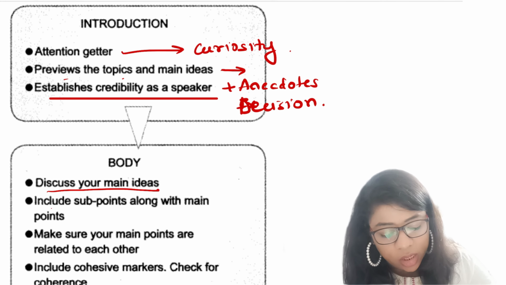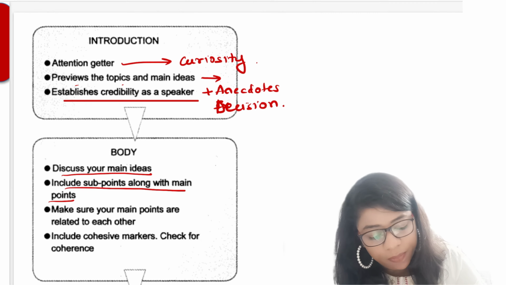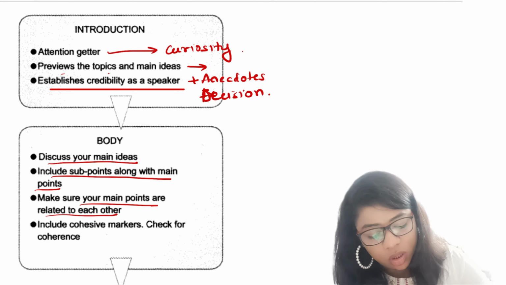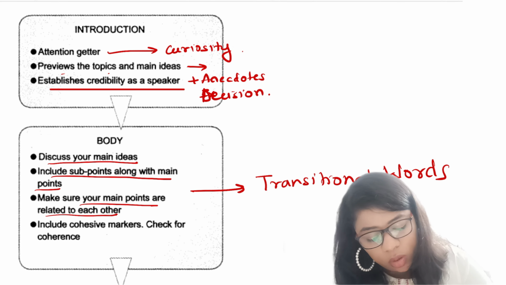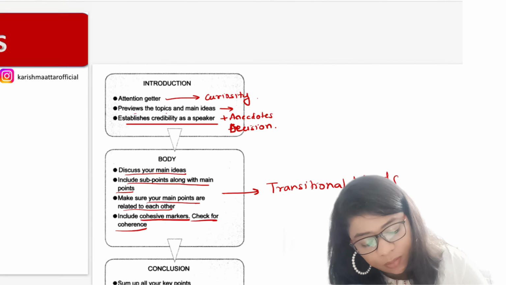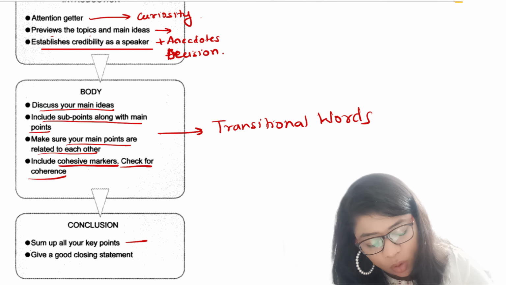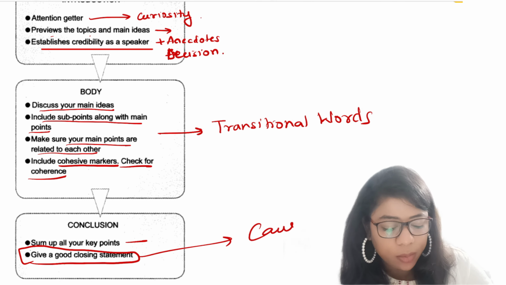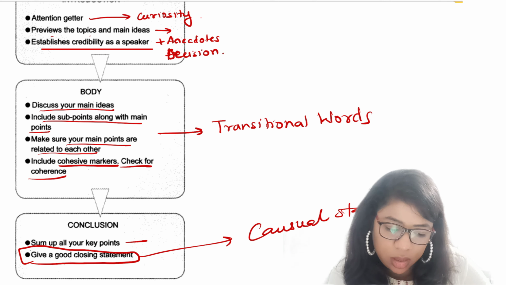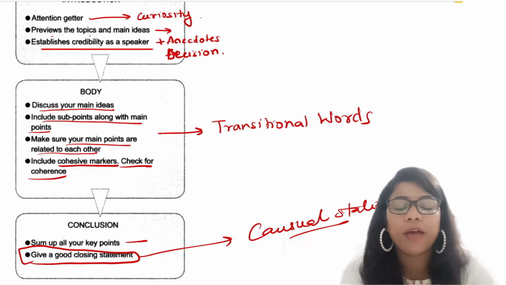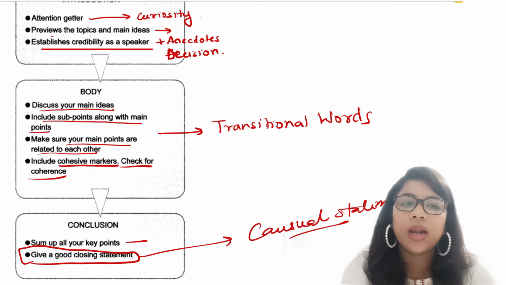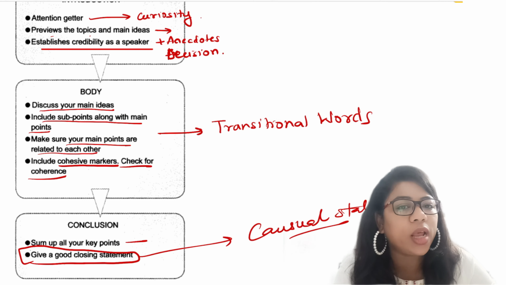Discuss main ideas, include subpoints along with the main points, okay? Make sure your main points are related to each other, so you can use transitional words, okay? Now, you include cohesive markers, check for coherence. And conclusion is to sum up all your key points and give a good closing statement. You can also give a little bit of a casual statement. Like, of course, after you close with the good closing statement, you can say, I hope I have not bored you with my speech and there was something for you to take away from what I just said.